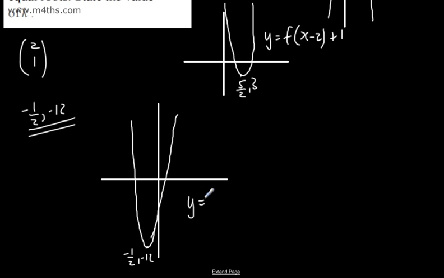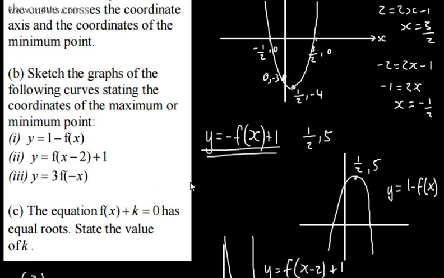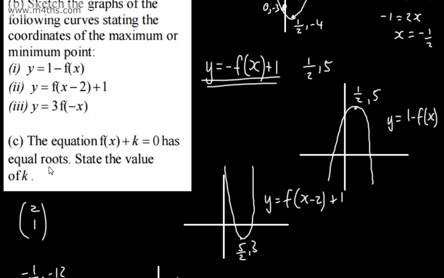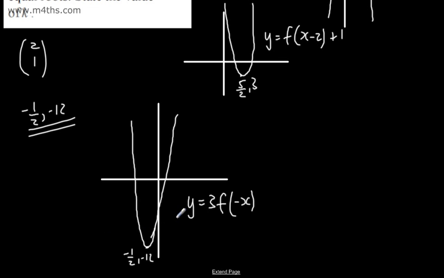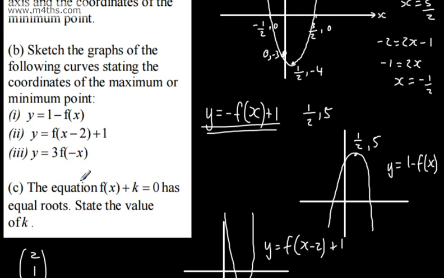So y is going to be equal to 3f of -x. We've put the minimum or the maximum points on here, and that is done. Okay, so that's 3f of -x. Let's just check that: reflected in the y-axis and scale factor stretch of 3 in the y direction.